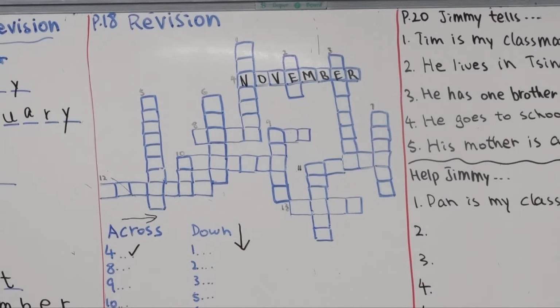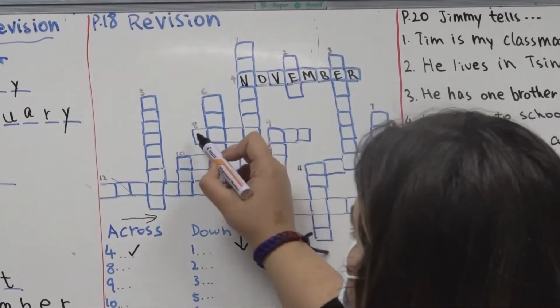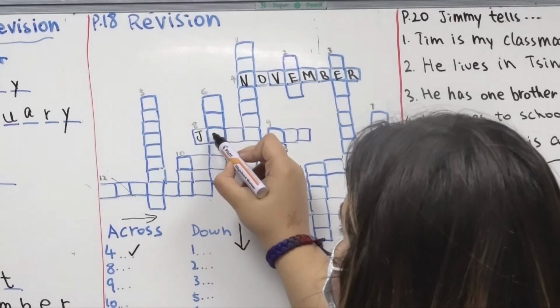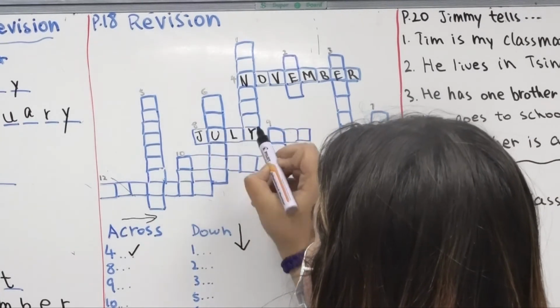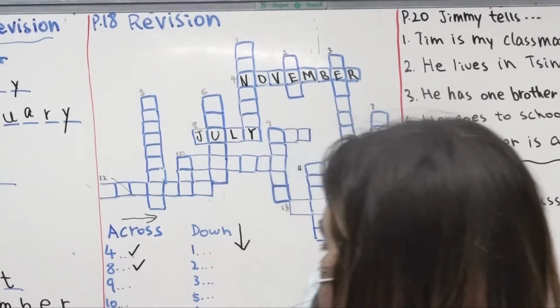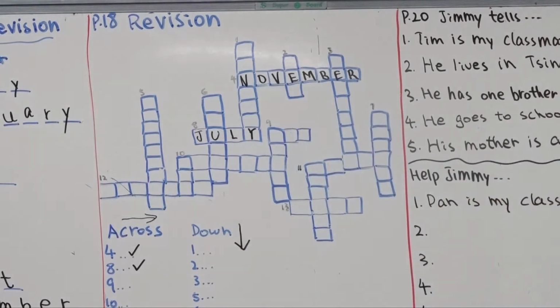So how do we spell July? That is J-U-L-Y. July. Okay, July.